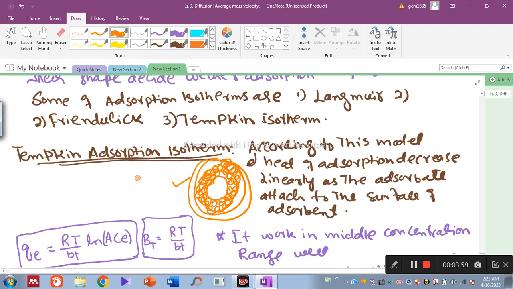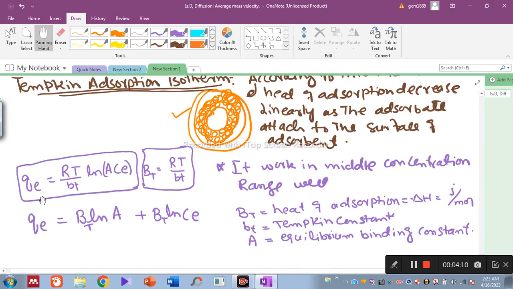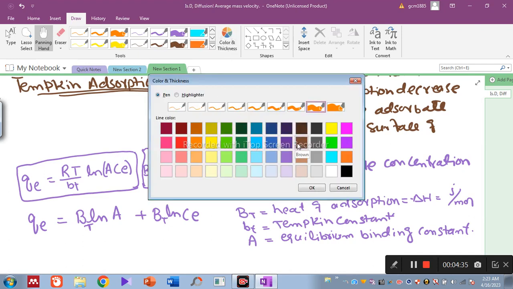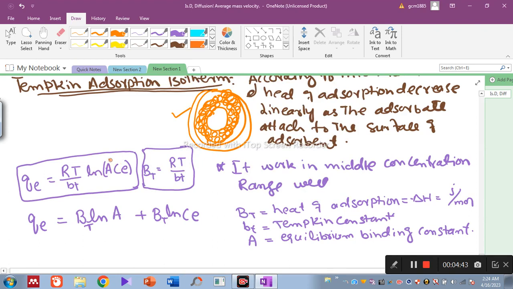This is the Temkin adsorption isotherm, and the mathematical form of the Temkin adsorption isotherm is this one. This is the non-linear form of the Temkin adsorption isotherm. So this is the qe again, the equilibrium uptake. This isotherm is obtained from the equilibrium study. I will write it in some other color. This is the A. This is the Ce, the equilibrium concentration. The qe is the equilibrium uptake, and R is the universal gas constant.